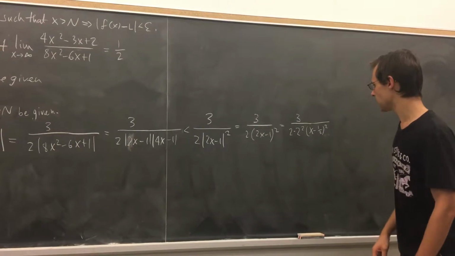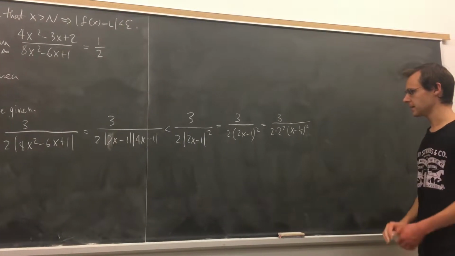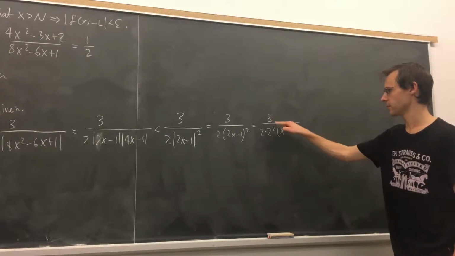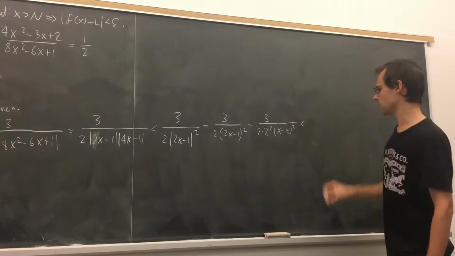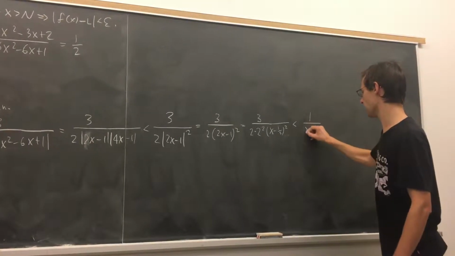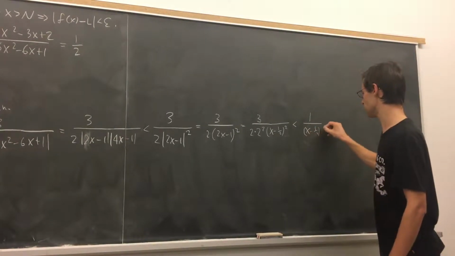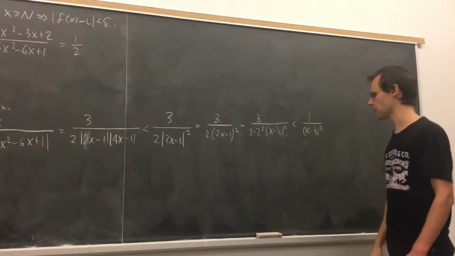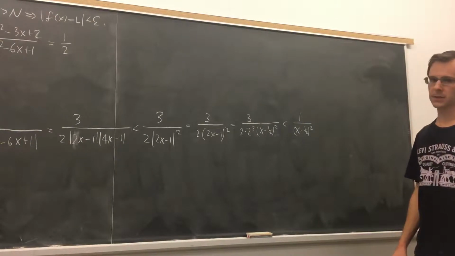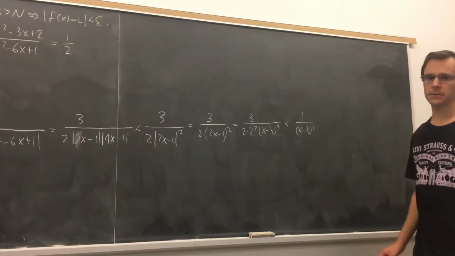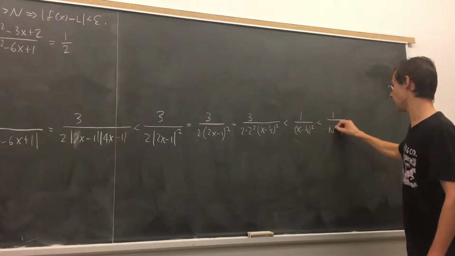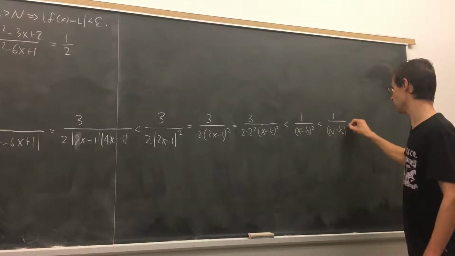Now, the reason why I did that is because it allows me to forget about these constants. Because here we have 3 over 8, we can just replace the 3 over 8 with 1 and say that this is less than 1 over x minus a half squared. And at this point, we're ready to introduce our n. Well, we don't have to introduce the n yet, but why not? Let's say that this is now less than 1 over n minus a half squared.